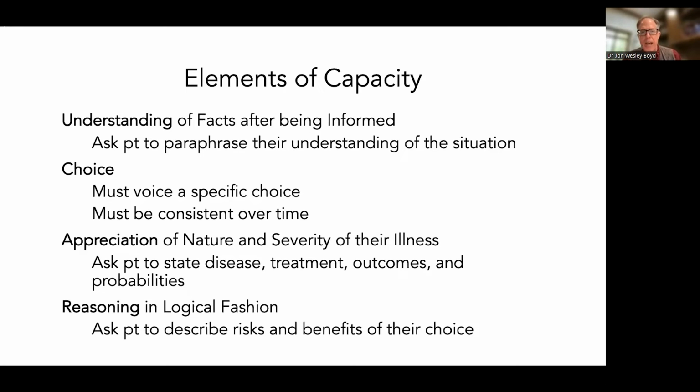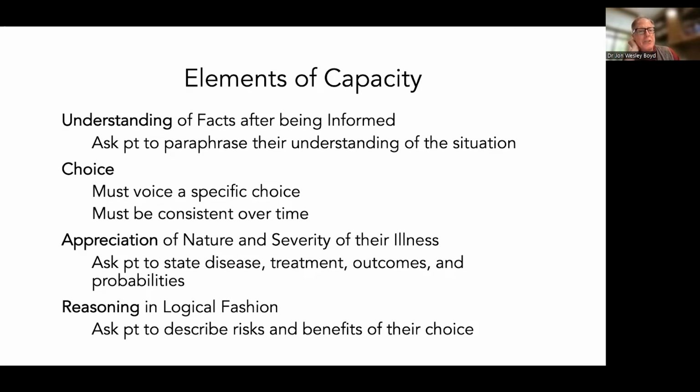Do they understand the facts? Simple as that. Do they get the fact that there is a disease process in their lower left extremity, or whatever the other facts are, right? They also have to make a choice, and the choice has to be consistent over time. So they can't say, I would like an amputation. The next day they say, I don't want an amputation. The next day they reverse course again. They need to voice a choice that is consistent across time.